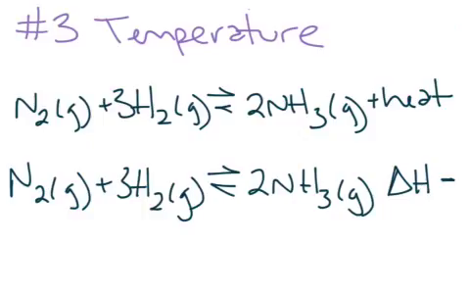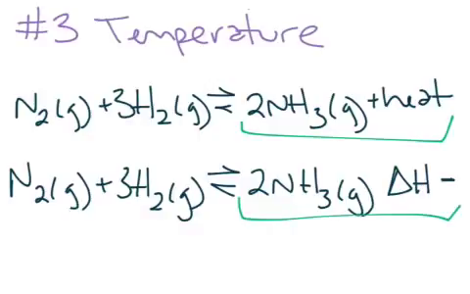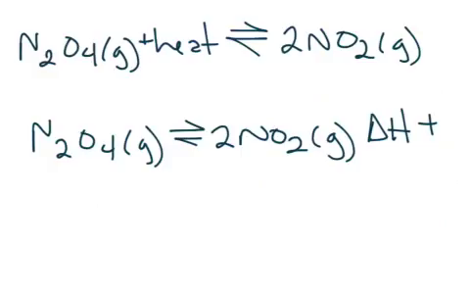The final condition that can be a stress to the system is temperature, but this is actually kind of the same thing as concentration, because you can look at temperature like it's a reactant or a product. So for example, when nitrogen and hydrogen make ammonia, it is an exothermic reaction, so we can actually look at ammonia and heat like they're both products. But one other way that this could be written is with the delta H symbol. If it says that the delta H is negative, that means that the forward reaction releases heat, so therefore heat is a product.